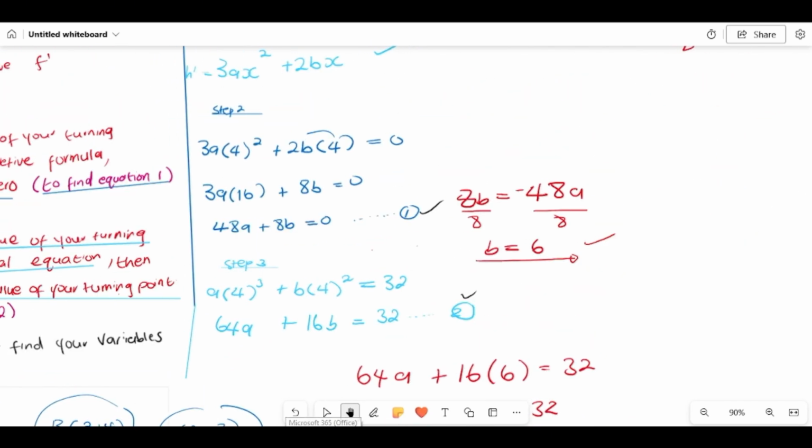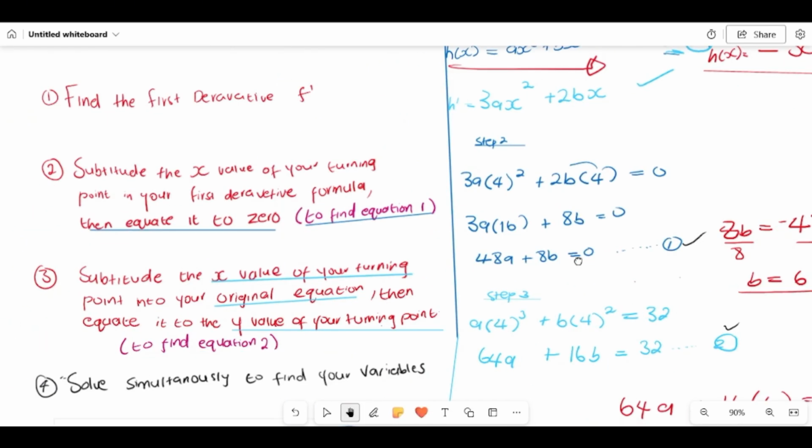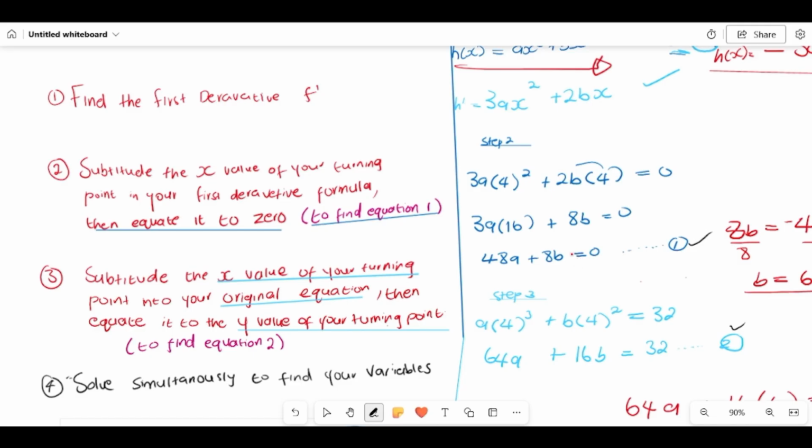Now, with regards to finding the equation of your cubic function whenever you're given turning points, make sure that you follow these 4 steps. And the most important steps, as I've mentioned, is step 2 as well as step 3, right?